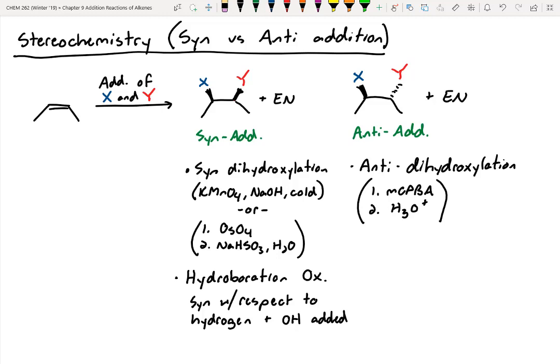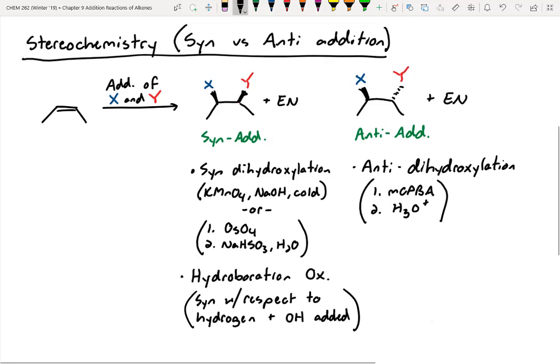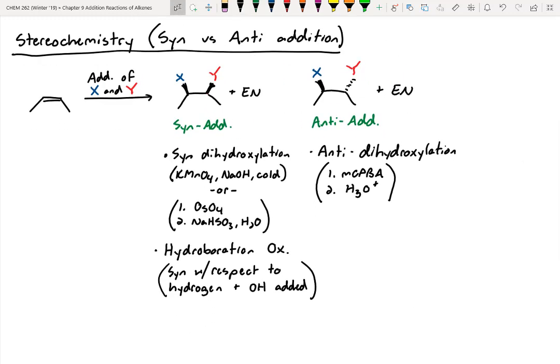So it's a little bit weird. I'm still putting it under the syn category because the final product has syn addition of two new groups. All right. We also have some other anti-additions.